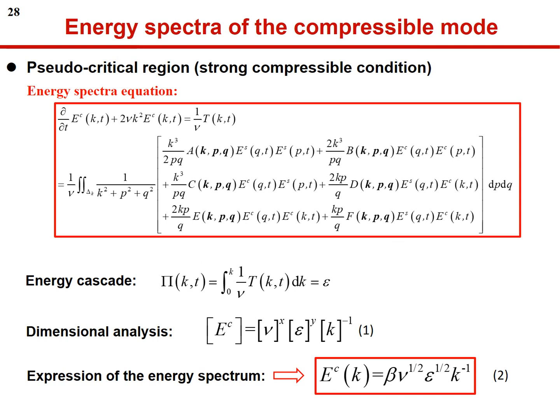Now, we have obtained the -1 power law of the energy spectrum. Setting the formula as the energy transfer flux and utilizing the energy cascade formula, which means the turbulence energy transfer rate is equivalent to the turbulent dissipation rate, the dimensional analysis yields equation 1. Thus, the expression of the energy spectrum in the pseudo-critical region is equation 2.